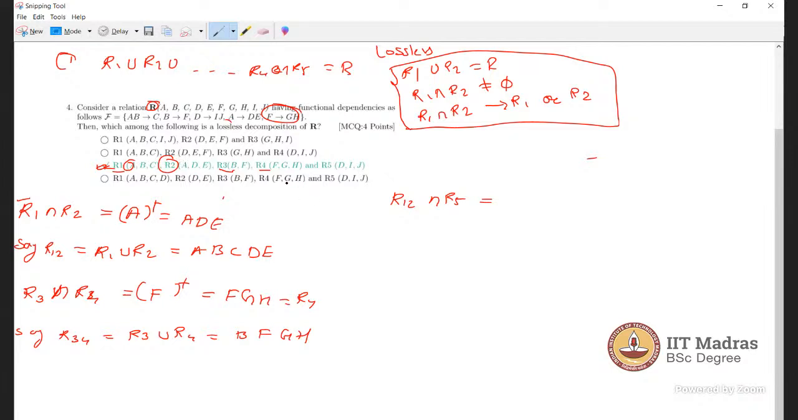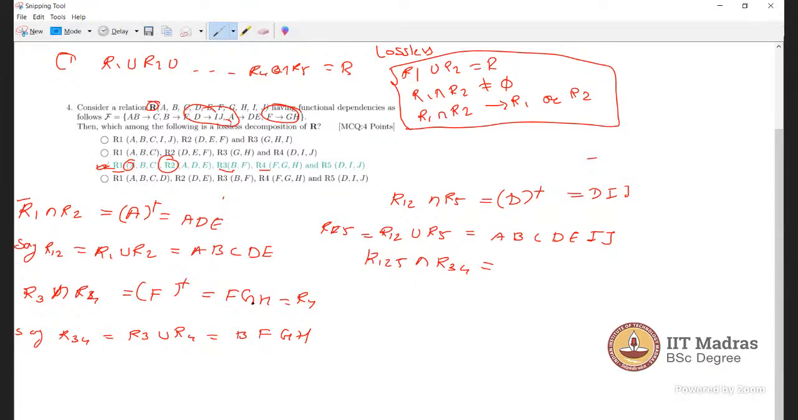Okay, sir. So R5 is remaining. For R1 and R5, we have common attribute D. If I take the closure of D from these functional dependencies, we can get D, I, J, right? So that is R5. Now say R12 union R5, say R125 equals A, B, C, D, E, I, J. Now check R125 intersection R34.